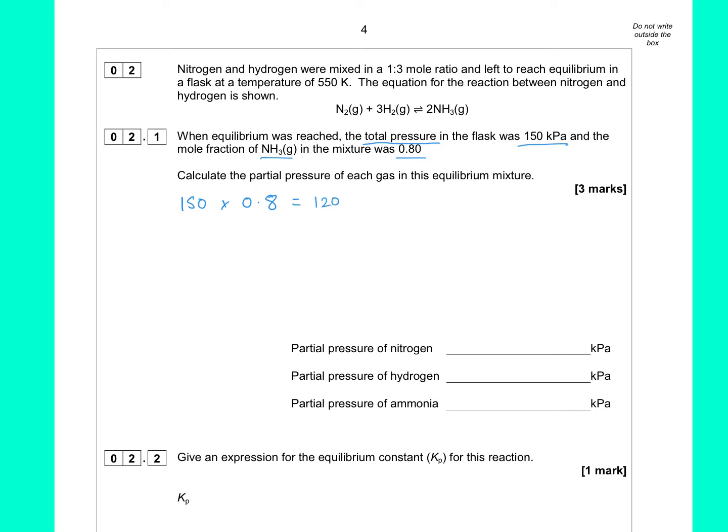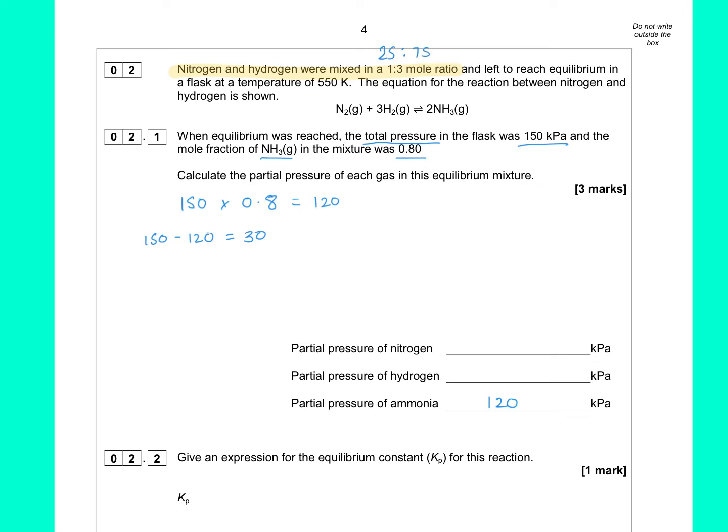So if we know that the total pressure is 150, if we times that by the mole fraction, then we can work out what the partial pressure due to the ammonia is. So that's going to be 0.8 times the 150 is 120. And if we know that the total pressure is 150, if we take away the 120, we know that the other 30 is due to the nitrogen, hydrogen, the reactants that are still left over.